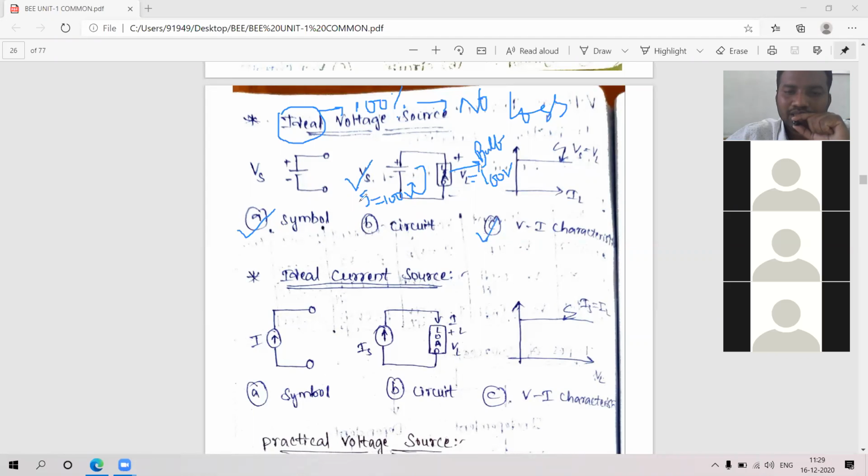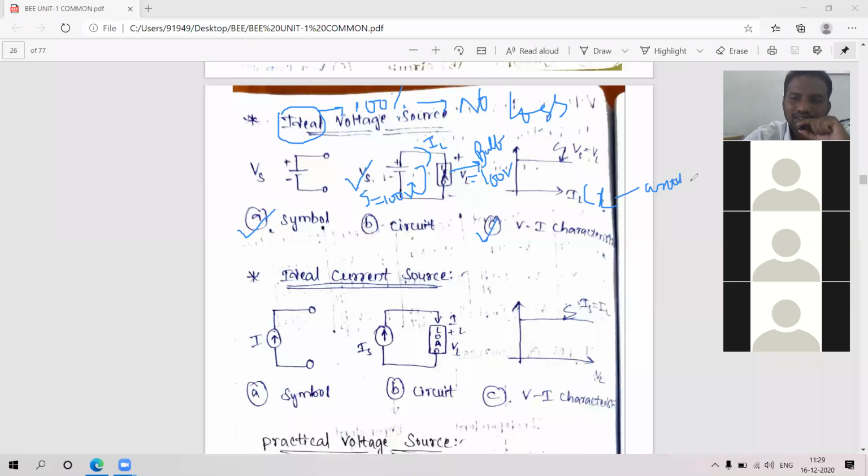Okay, VI characteristics for the given circuit. Here, because of the source, current will be flowing in the circuit. It will circulate here. Whatever the current is, I am representing it as flowing through the load. It is IL. IL I have considered on the x axis.